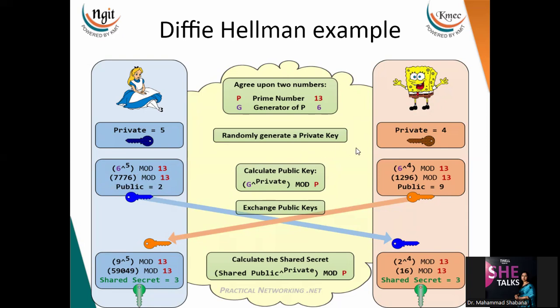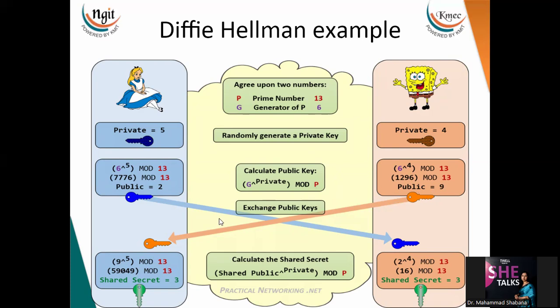So Bob calculates his public key. The formula we are using is G power private mod P. So 6 power 4 mod 13. 6 power 4 is 1296 mod 13, which is equal to 9. So the public key of Bob is 9.